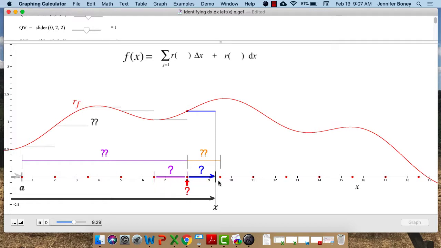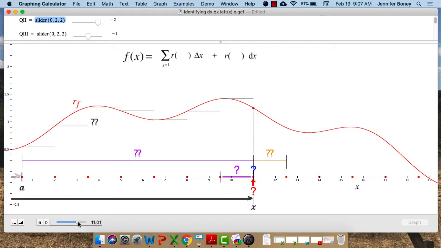Thinking about these other single question mark things, what is this red single question mark that hops from dot to dot to dot? Any thought on what that might be? As x grew larger, this red question mark thing keeps hopping to the next red dot that's most immediately to the left of where x is.